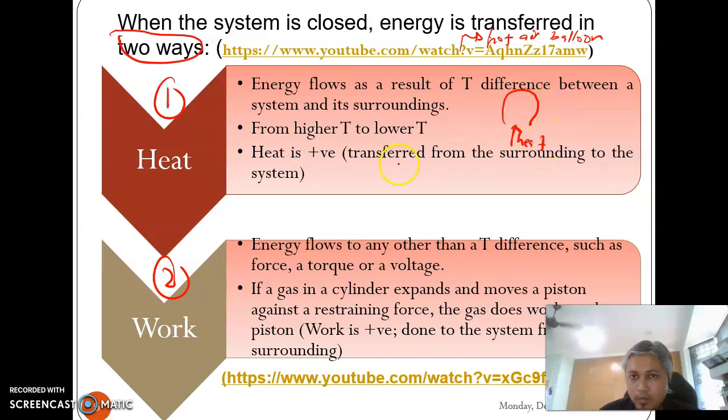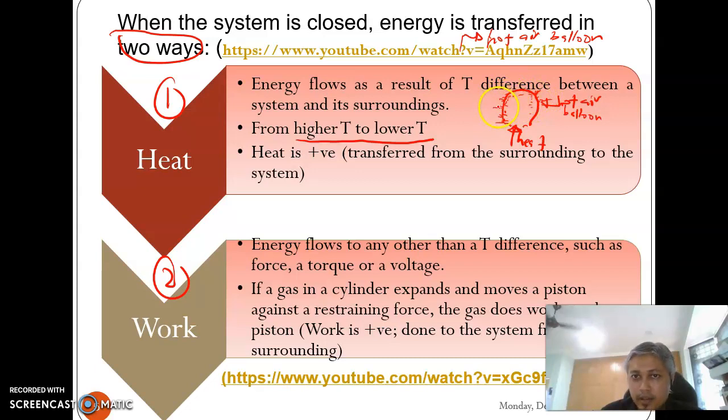Because when we talk about heat, we need to talk about the temperature difference between the system and its surrounding, where heat moves from higher to lower temperature. For example, if this is our hot air balloon, then we provide heat to the hot air balloon. The pressure will increase inside here, so it will push this boundary. And then we have another force here from the outside.